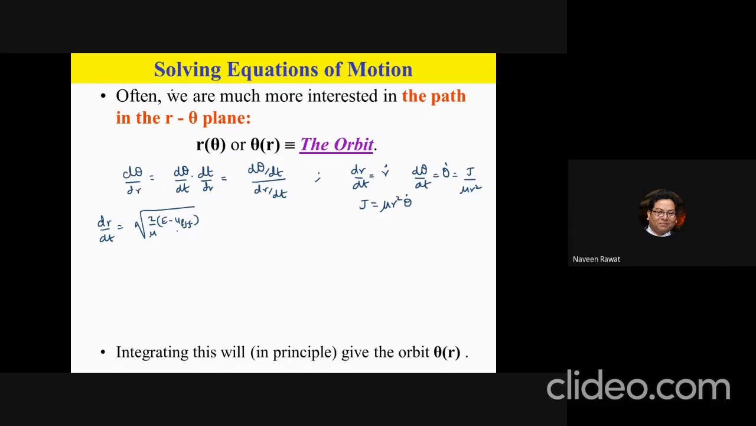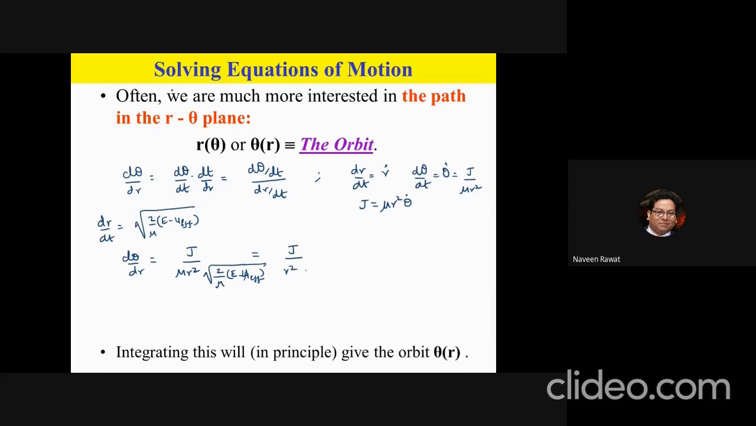Okay, and then my dθ by dr will be... dθ by dt is just this function J by μr². And I have another factor here, which is this dr by dt, which is in the denominator. So I have to write square root of 2 by μ (E minus U effective). Now I have to be careful. There is a μ here. When it goes inside this argument, I have to square it. So basically I'm getting J by r².